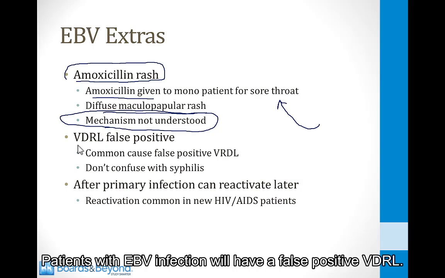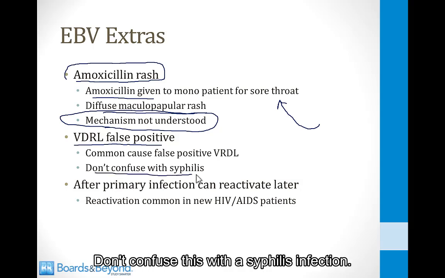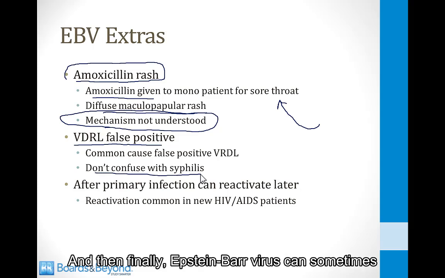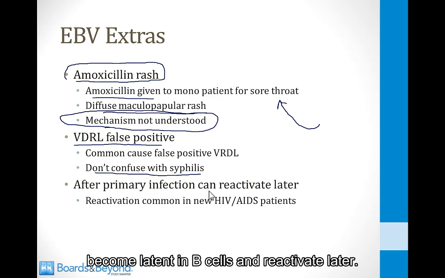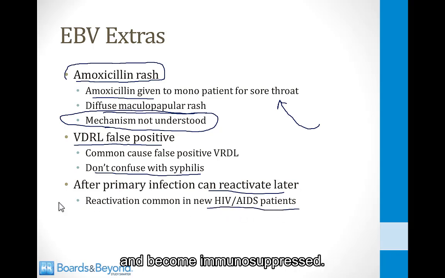Patients with EBV infection will have a false positive VDRL. The VDRL is a screening test for syphilis, and there are many false positives, and mono is one of them. Don't confuse this with a syphilis infection. And then finally, Epstein-Barr virus can sometimes become latent in B cells and reactivate later, and this often happens in patients who develop HIV/AIDS and become immunosuppressed.